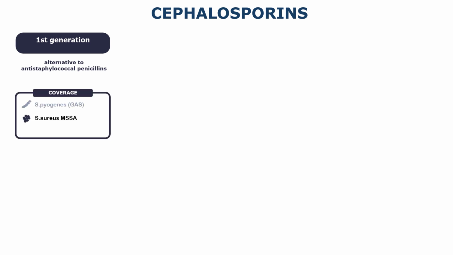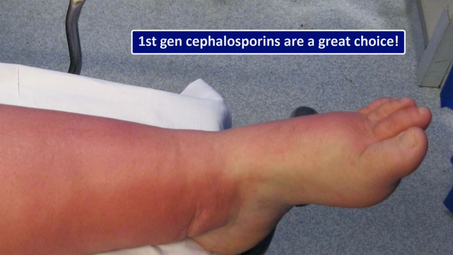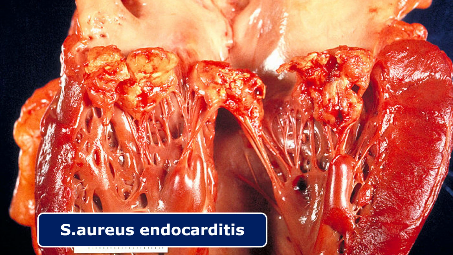So let's start with the first generation. You should view these antibiotics as an alternative for antistaphylococcal penicillins. If a patient with a staphylococcal or streptococcal infection, usually a skin or soft tissue infection, cannot receive antistaphylococcal penicillins due to allergy or for whatever reason, first-generation cephalosporins might be a viable option. Many studies have shown that first-generation cephalosporins are equally effective as antistaphylococcal penicillins for the treatment of skin infections and even severe staphylococcal infections like sepsis and endocarditis. Just don't forget that, just like penicillins, they do not work against MRSA.